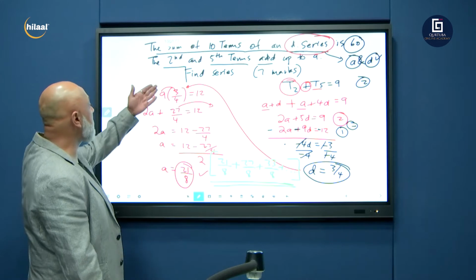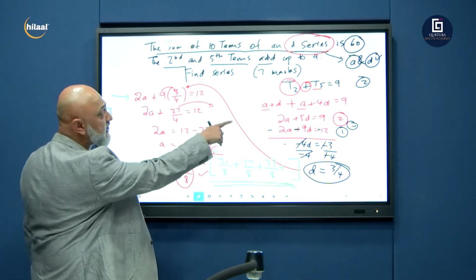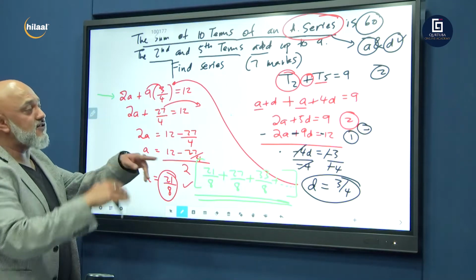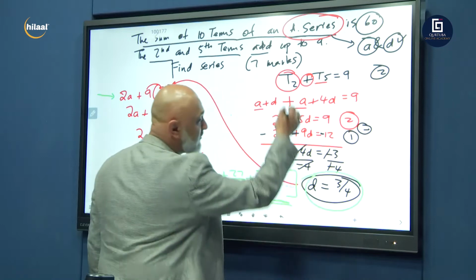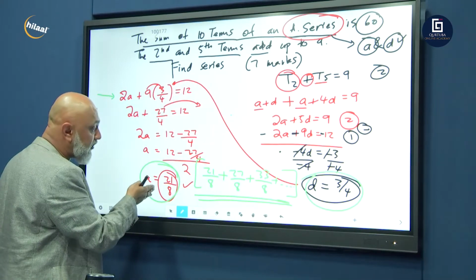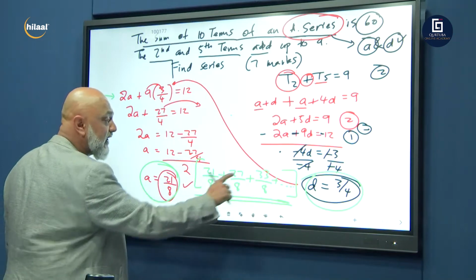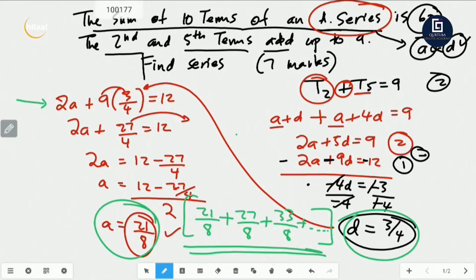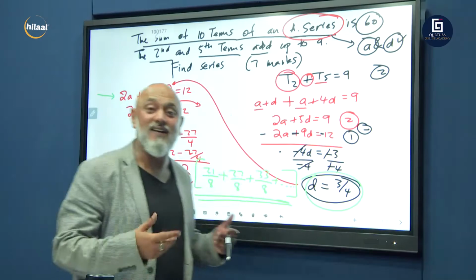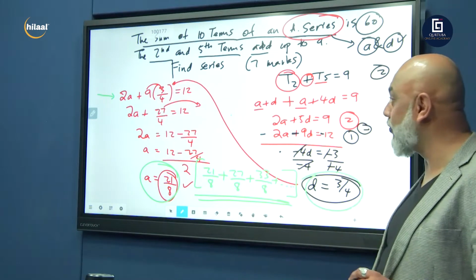That's your series. So what did we do? We took equation number 1. We got equation number 2. We worked them out simultaneously. We solved for a and we solved for d. In fact, we solved for d first, then we solved for a. There's a, 21 over 8, plus 3 over 4, 27 over 8, plus 3 over 4 to give you 33 over 8. And there we go. This is a higher order exam style question. Okay, grade 12s only. I hope you've taken all of this down.